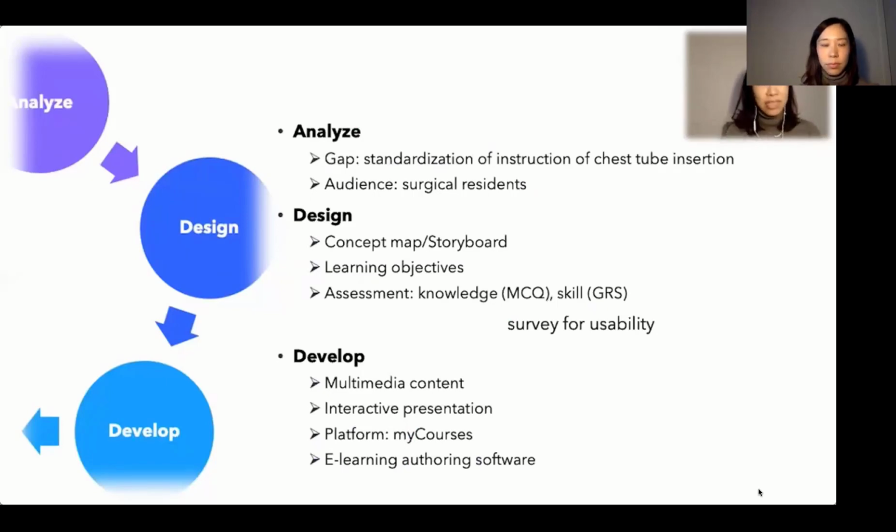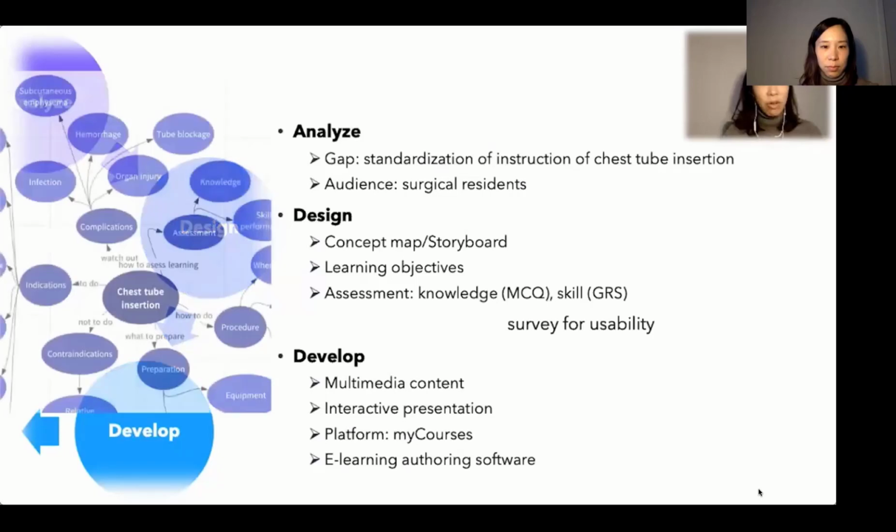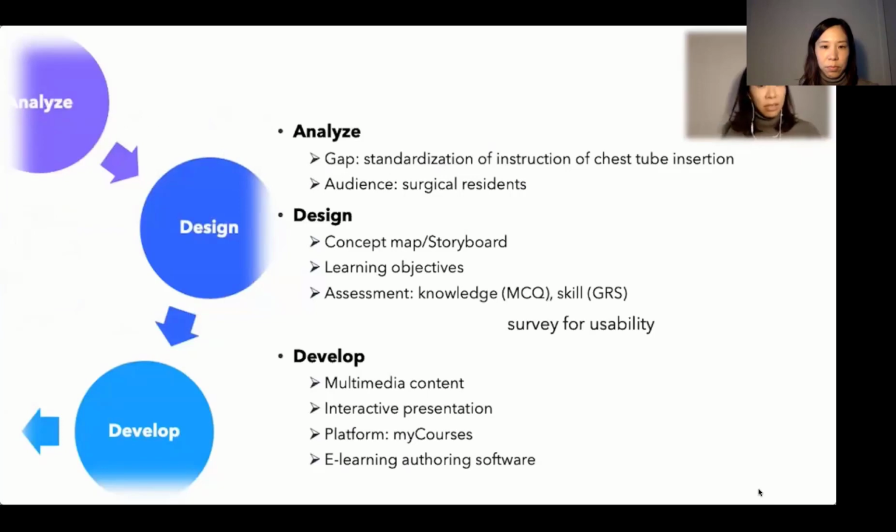Second, for design, we worked on a concept map to visualize our idea, what to include. And then we set the learning objectives that I'm showing in the next slide. Then we decided how to assess the learning. Here we employed multiple choice questions for knowledge and the global rating scale for skill assessment. Also, we recognized that assessing usability of the e-learning by survey is necessary.